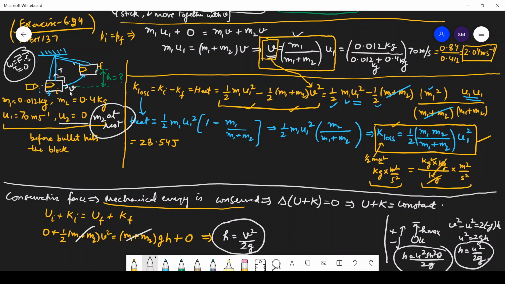This v was the initial velocity, so you put these values and get 2.04 square upon 2 into 9.8, and you will get 0.212 meters. That is why I was talking about this question, that it is one of the most important questions, because it has used the concept of perfectly inelastic collision, and along with that the concept of conservative force and that mechanical energy was conserved. Okay, so note it down.